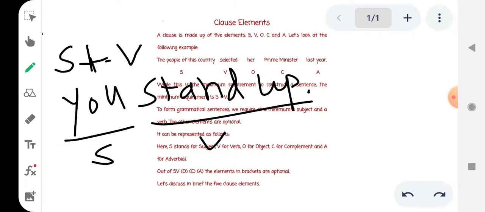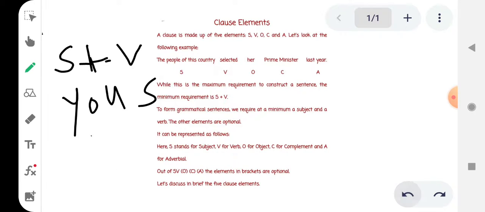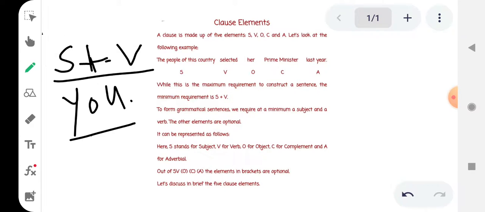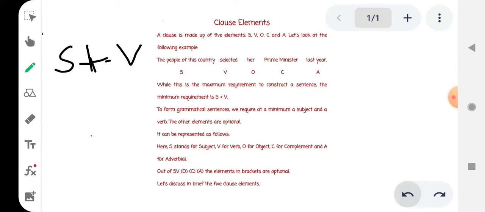But we cannot form a sentence without "stand up". Only "you" cannot be a sentence. Only a subject cannot form a sentence or only a verb cannot form a sentence. At least these two are required. Subject plus verb are required to form a sentence. So, "you stand up" is the minimum required quantity of clause elements to form a sentence.